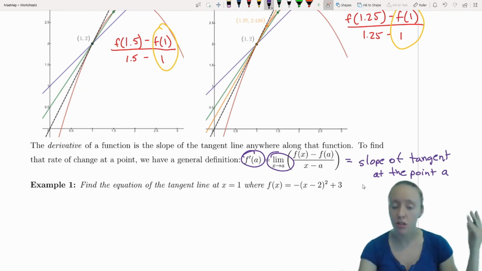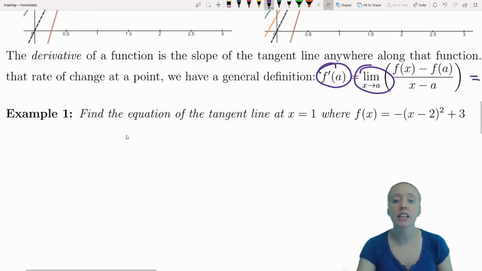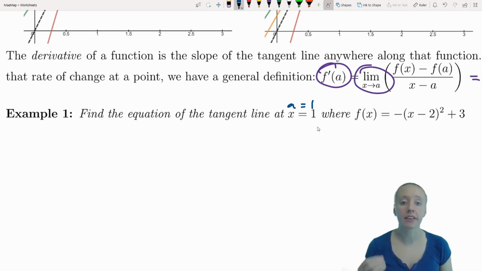Now that we understand limits, we can do this. So let me go ahead and zoom in. We're going to find the equation of the tangent line at x equals 1, where f of x equals negative (x minus 2) squared plus 3. From this worksheet, my x, or my a value, is equal to 1. So I'm looking for the derivative at the point 1. And once I find that derivative, because that derivative is the slope of my tangent line, I'll be able to write that equation. And in order to write the equation, I need a slope and I need a point.